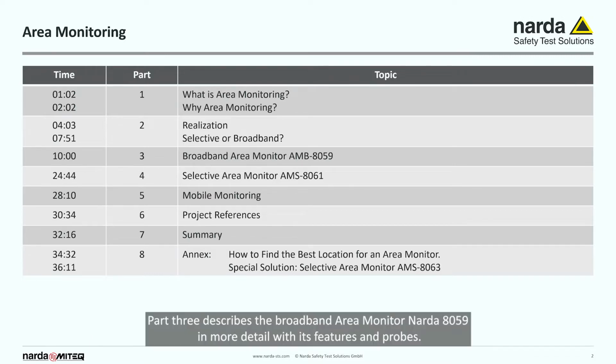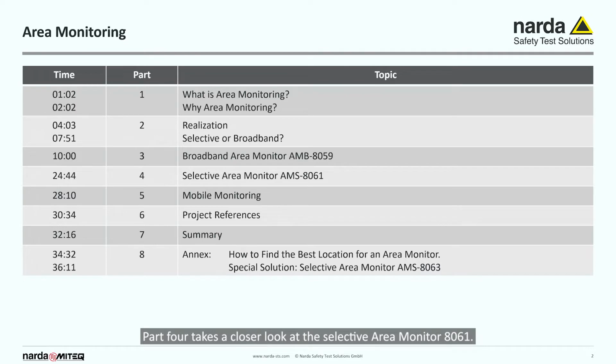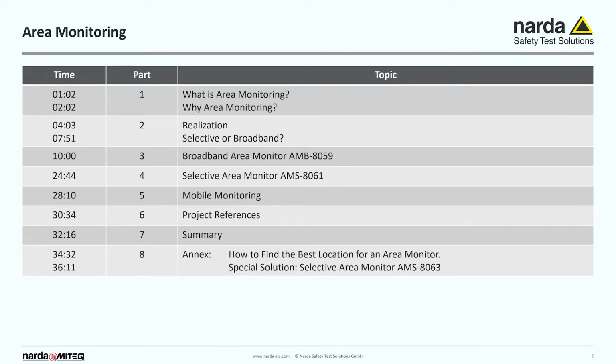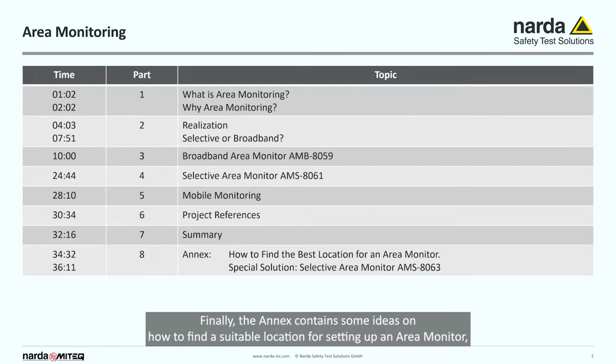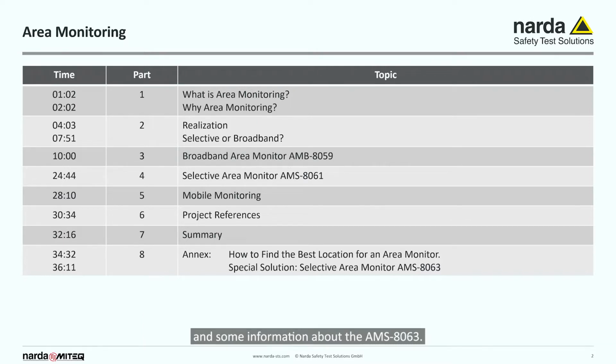Part 3 describes the broadband area monitor Narda 8059 in more detail with its features and probes. Part 4 takes a closer look at the selective area monitor 8061. Part 5 is about the use of mobile area monitors. Part 6 presents reference installations around the world. Part 7 is a summary of everything so far. Finally, the Annex contains some ideas on how to find a suitable location for setting up an area monitor and some information about the AMS 8063.